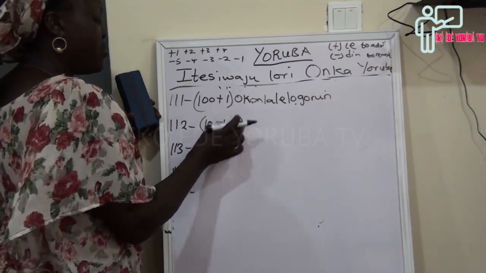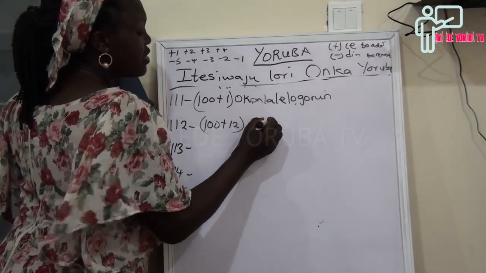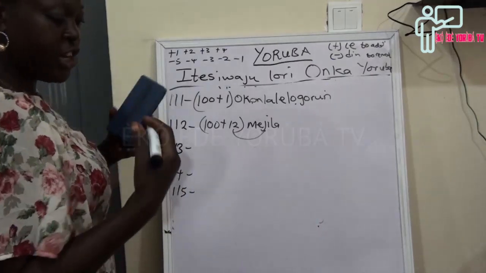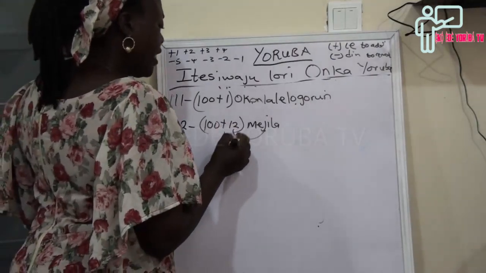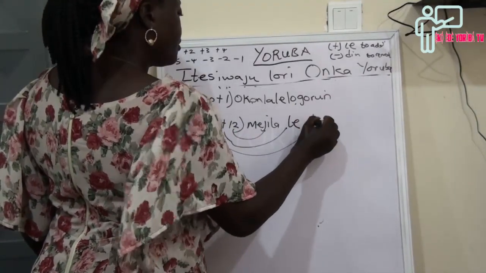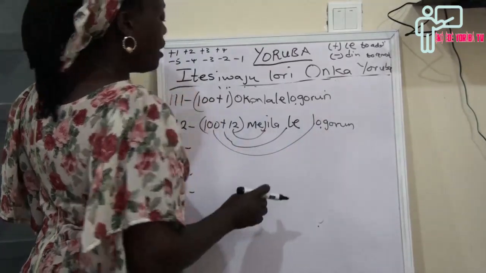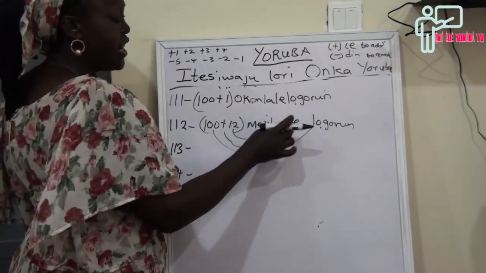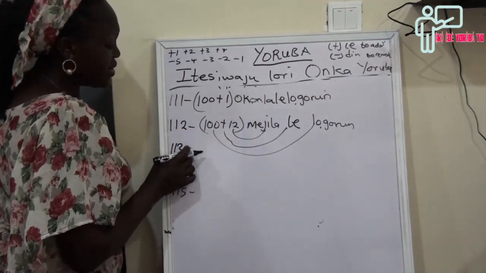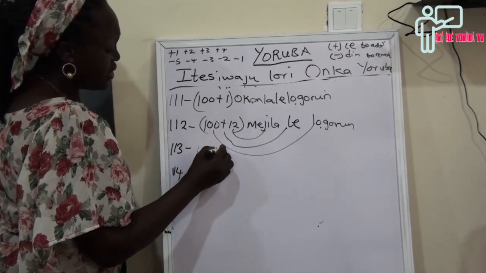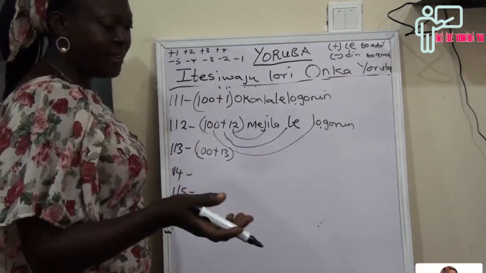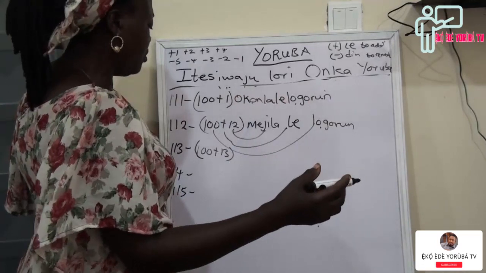100 plus 12 means méjìlá. You can say méjìlá. You can say èjìlá, ìkejìlá, lé lọ́gọ́rùn-ún. Now became méjìlá lé lọ́gọ́rùn-ún. Now 113, 100 plus 13. 100 plus 13, ẹ̀tàlá lé lọ́gọ́rùn-ún.